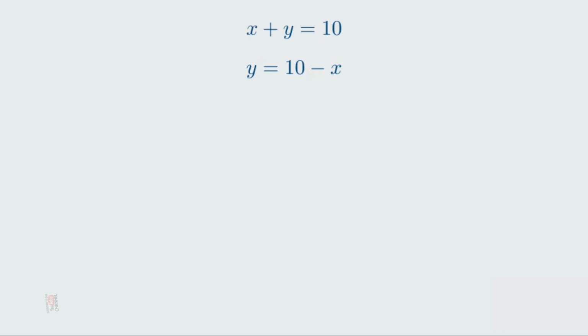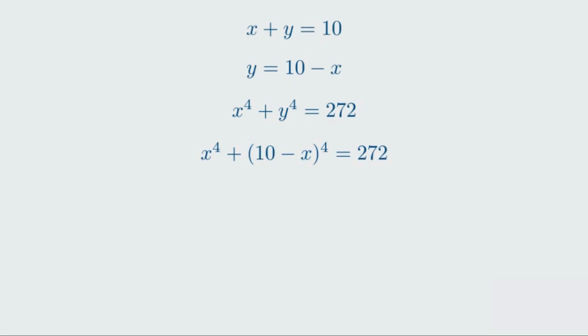Now we'll substitute this expression for y into our first equation. Remember, that equation was x to the fourth plus y to the fourth equals 272. So we'll replace y with 10 minus x. Our new equation is x to the fourth plus the quantity 10 minus x to the fourth equals 272. Great, but now we have a binomial raised to the fourth power. Expanding this directly would be tedious. There has to be a better way.